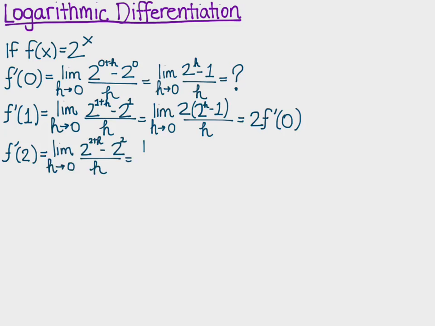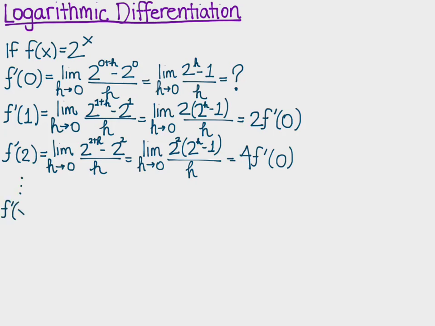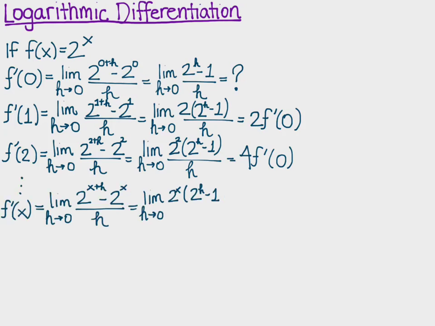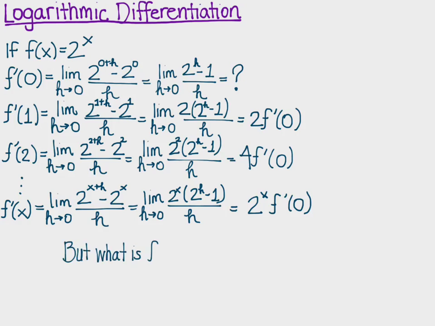We can do the same thing if we're looking at f prime of 2 or f prime of x in general. And in each case, we end up with 2 to the x times f prime of 0. The hard thing, though, is figuring out what f prime of 0 is.